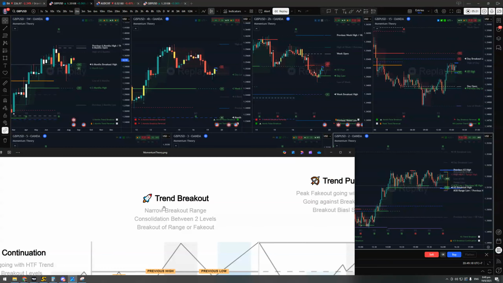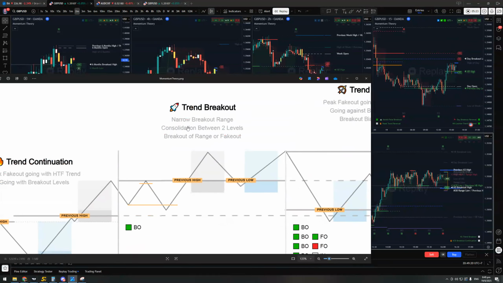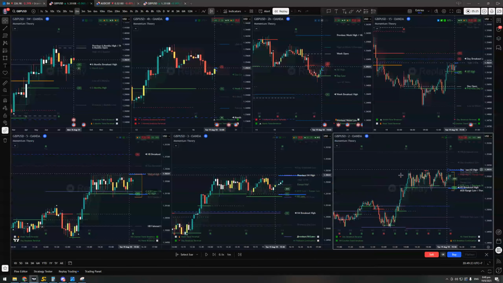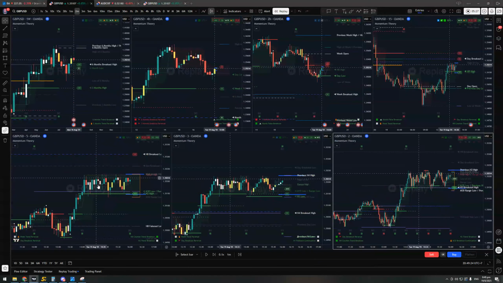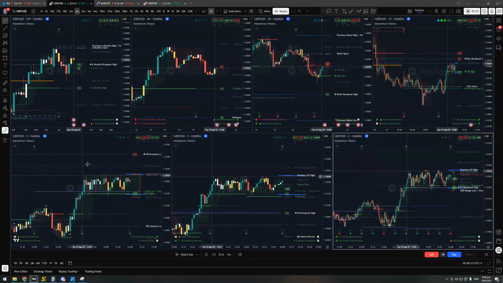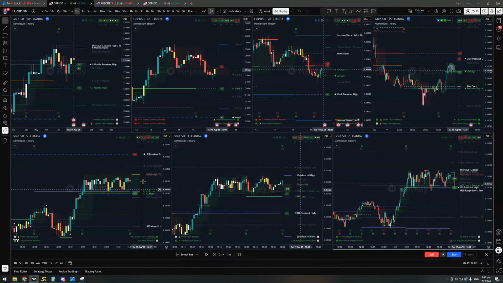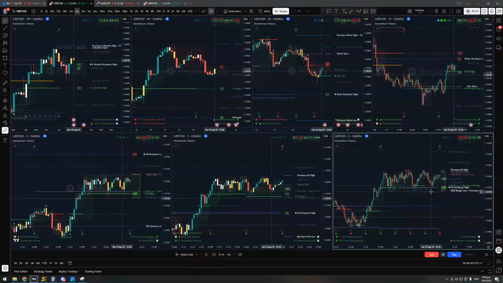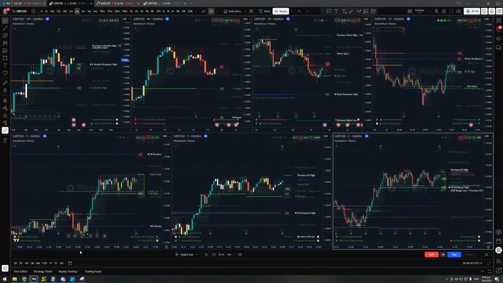And then next thing I'm looking for is consolidation between two levels. So we're consolidating. I can very clearly see that we're consolidating between two levels. And then third thing I want to see is a breakout of a range or a fake out, opposite facing fake out bar. And all these yellow lines are ranges. So I can clearly see that there's lots of ranges here. And so I'm waiting for this trend breakout setup.